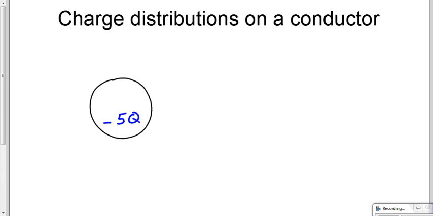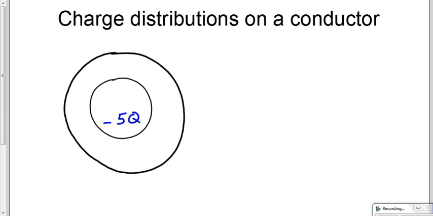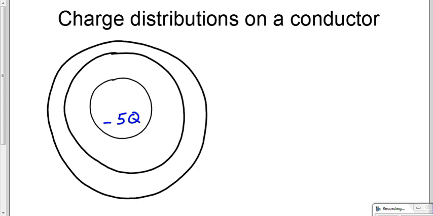And then we surround that metal ball with a shell, a hollow shell. So the ball is going to be in the cavity of the shell. And we're going to put a net charge on that as well. We can put anything we want to on here. Maybe I'll put a positive 3Q. And our question is, where does that charge reside?